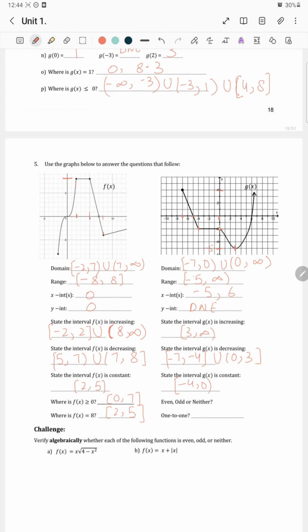Even, odd or neither. By looking at the graph we can tell whether the graph is even or not. The graph is not symmetric around the y-axis, so not even, and not odd because not symmetric around the origin, so neither. One to one? It cuts two points, no. HLT fails.